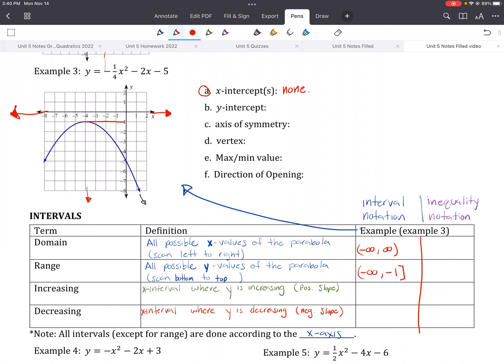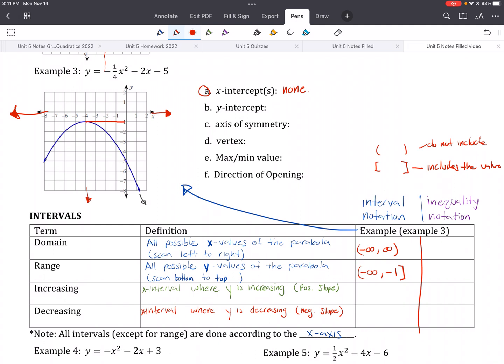So let's talk about the difference between parentheses and brackets. Parentheses do not include the value, and a bracket includes the value. So when we talk about range, range goes from negative infinity, which isn't a number, it's not a value, so we can't put a bracket on it, but the y value goes all the way up to -1, and it includes -1. Okay, so it has a y value at -1. So we need to use a bracket there.